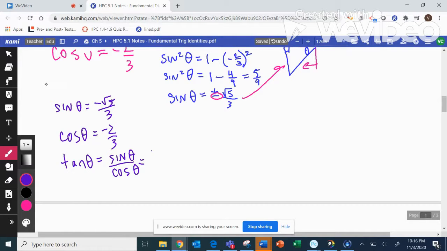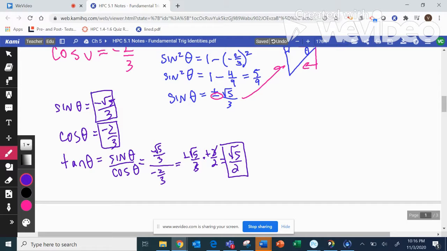So the tangent would be negative square root 5 over 3 divided by negative 2/3. If I divide by a number, I can also multiply by its reciprocal. So negative square root of 5 over 3 multiplied by negative 3 over 2. The 3's cancel, and positive square root 5 over 2 would be the tangent.